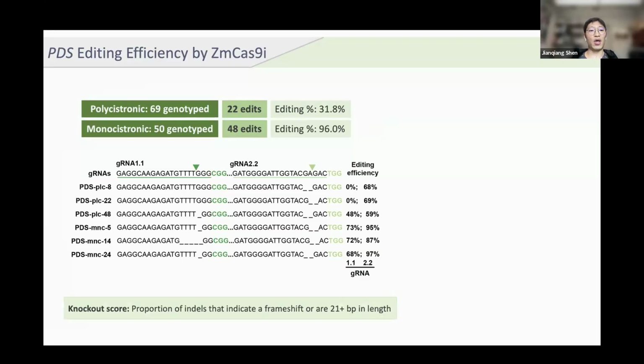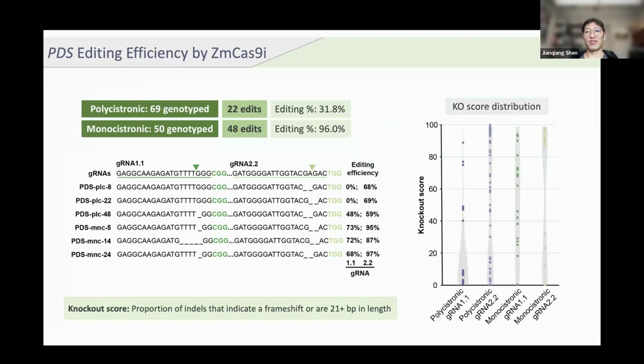We also define the knockout score as the proportion of indels that indicate a frameshift, or a deletion or insertion more than 21 base pairs in length. Here is the knockout distribution of the guide RNAs, which is pretty good.